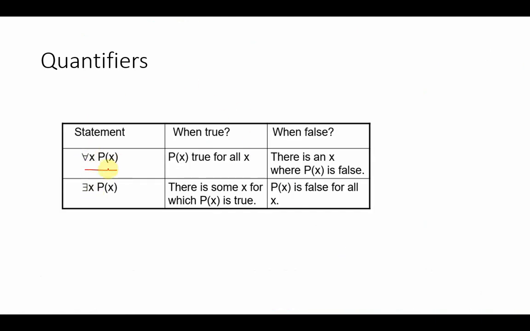Now this is an important part. When is this quantifier false? When is this predicate false? Now this predicate, if I write for all x, p of x, it is true if p of x is true for all the values of x. But it is false even if there is a single value of x which makes p false. If there is a single value of x where p is false.